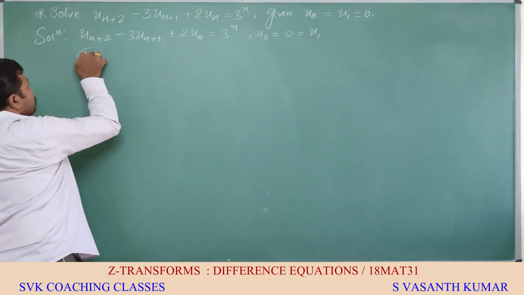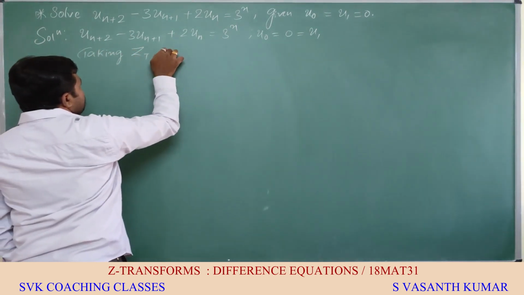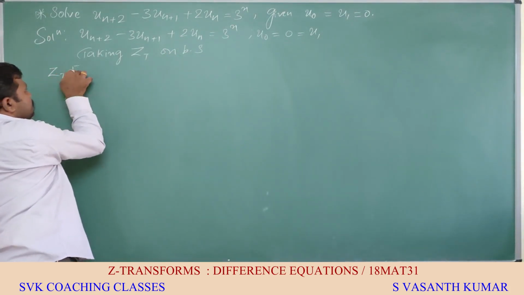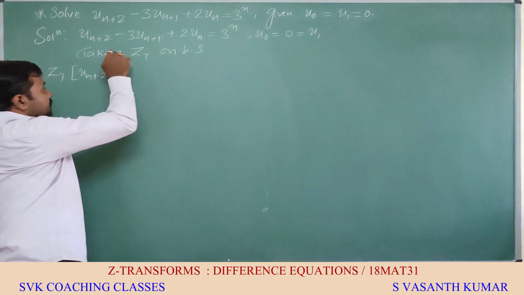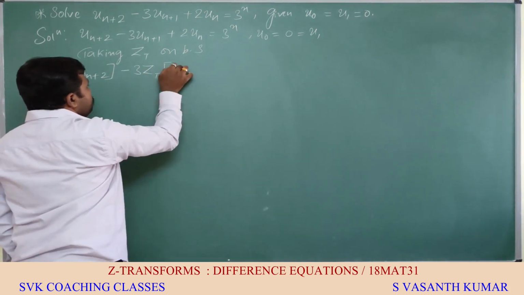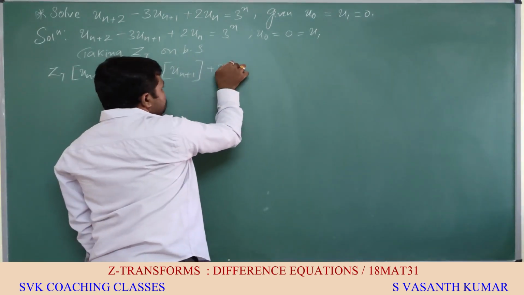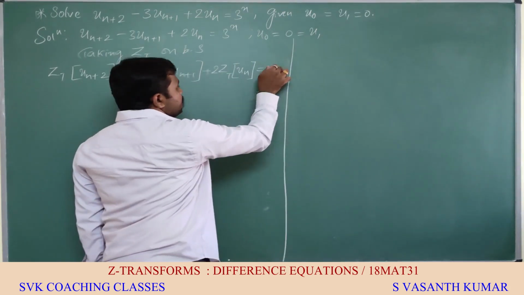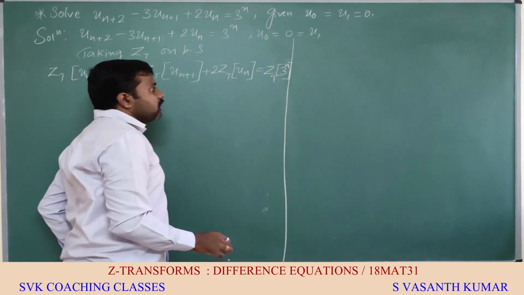Now taking Z transform on both the sides, we are going to get Z transform of un plus 2, apply linearity property, minus 3 into Z transform of un plus 1 plus 2 times of Z transform of un, which is equal to Z transform of 3 power n.